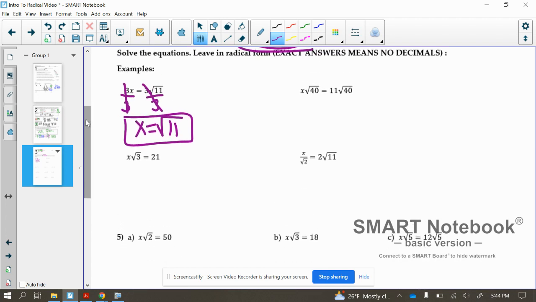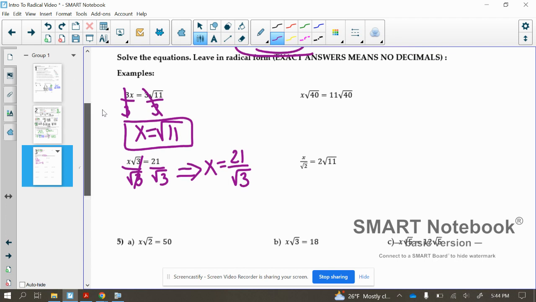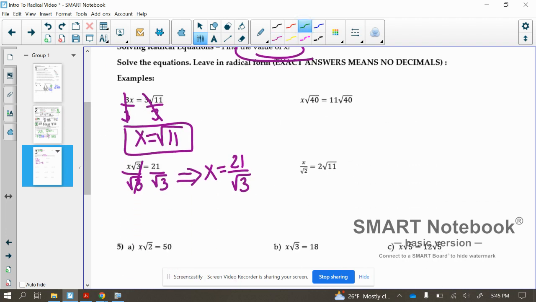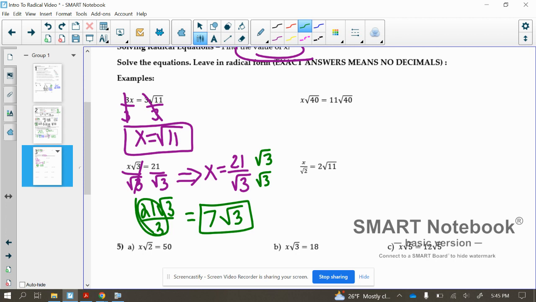Like the example below it, when we divide over that square root 3, it does not just cancel away. In fact, what we notice happens is we get x equals 21 divided by the square root of 3. Well, we know from that last page and up above, we can't just leave that division by square root of 3. We need to rationalize. So multiply top and bottom by the square root of 3. We have 3 on the denominator, 21 square root 3 up top. And last but not least, 21 divided by 3 is 7. So there's our value of x finally.